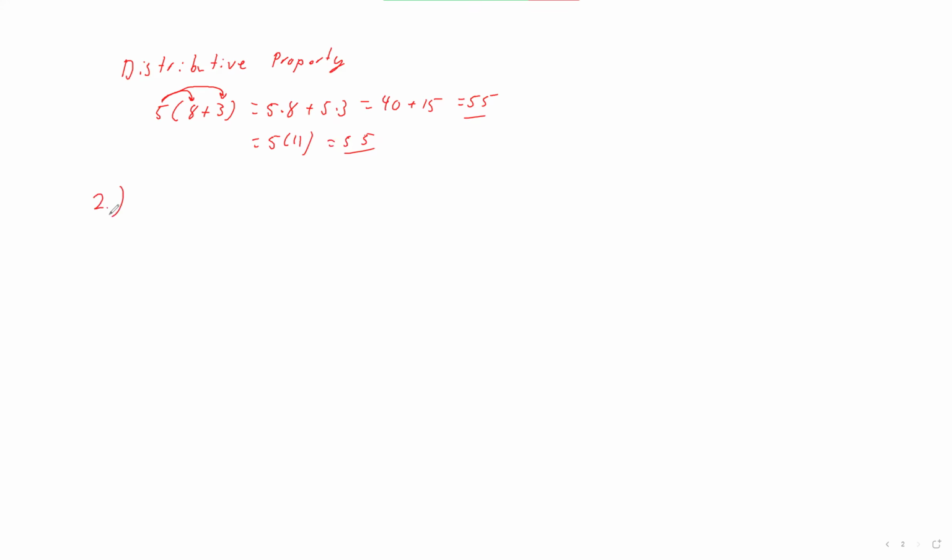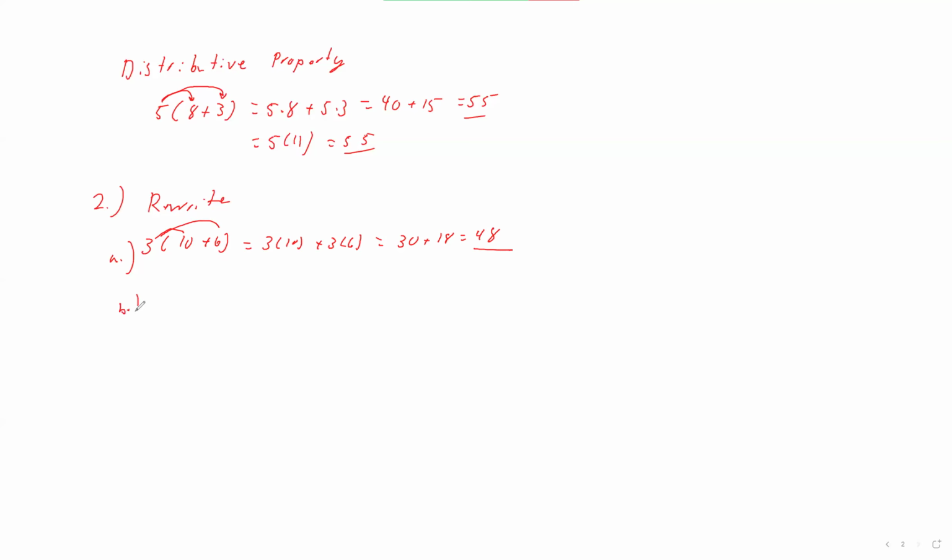All right, so let's utilize one. It wants us to rewrite it using the distributive property. So if I have 3(10 + 6), I have to distribute. So this is going to be 3 times 10 plus 3 times 6, which gives me 30 plus 18, which gives me 48.